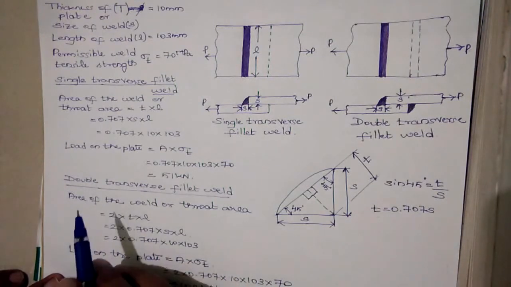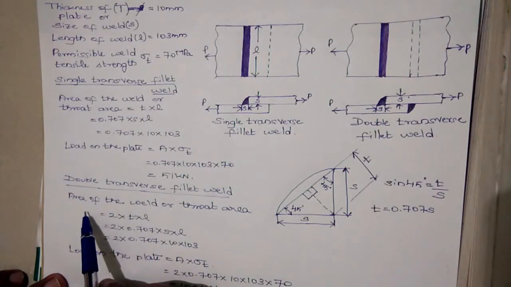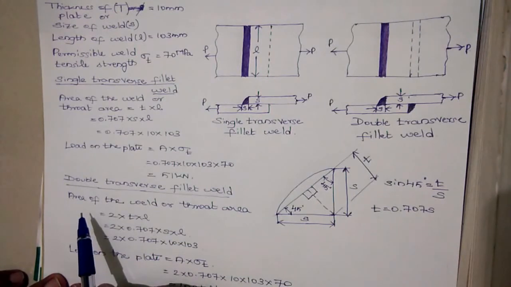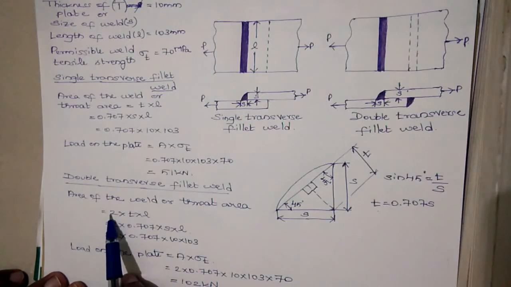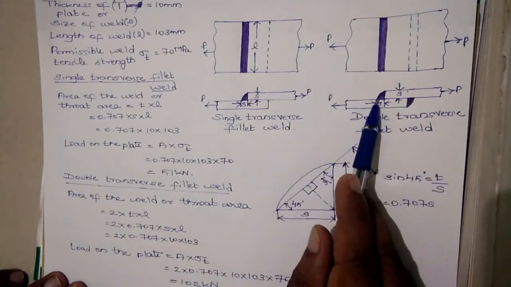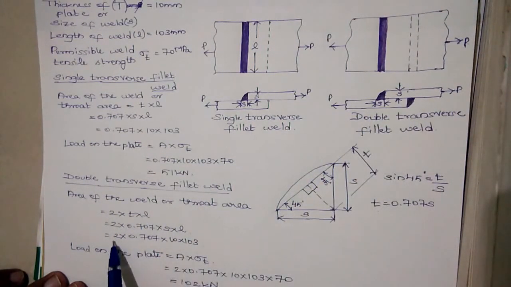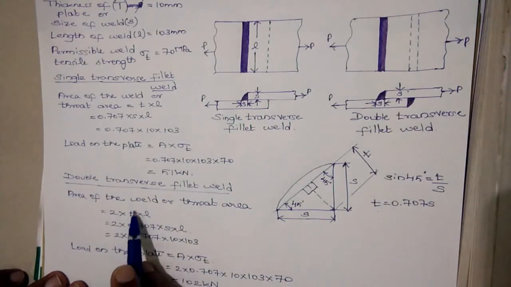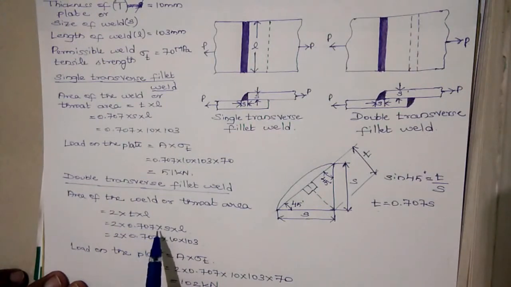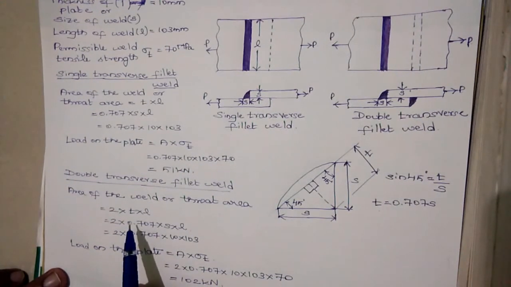And this is the double transverse fillet weld. Here we need to find the load bearing capacity of the plate weld. Here the area of the weld or throat area, we will multiply by 2, since 2 welds are made here, is equal to 2 into throat thickness into length. Again, the value of throat thickness is 0.707 into leg or size of the weld, and substituting all the values we will get the throat area of the weld.